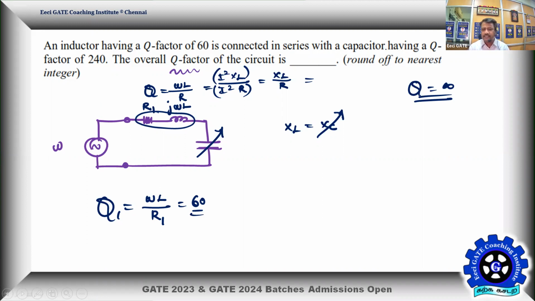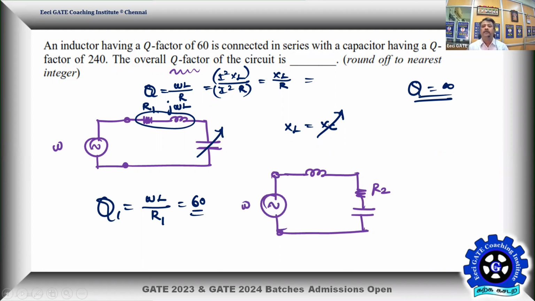Then what is the second case? How do we comment on the quality factor of the capacitor, which is given as 240? Let me make this arrangement for the second case. I have an inductor, then a resistor. Call this resistor R2, and this is the capacitor. Again, the circuit is excited by the same frequency omega. Then it's easy to connect.